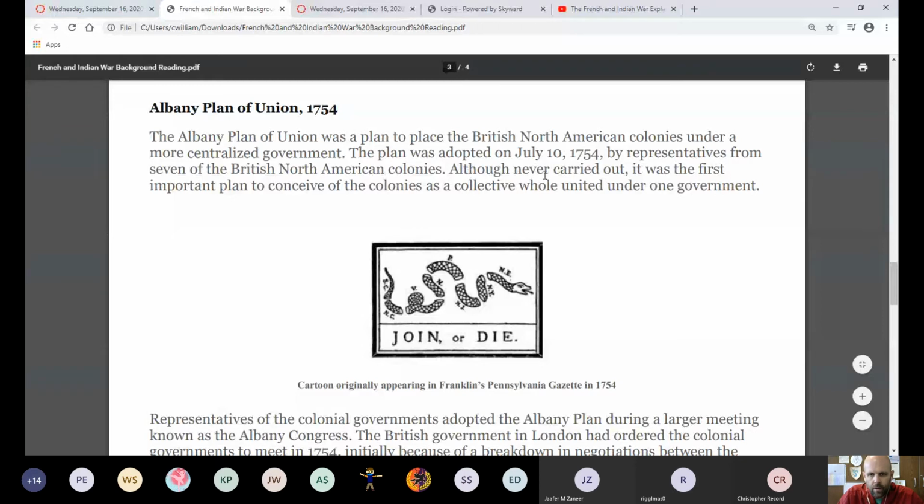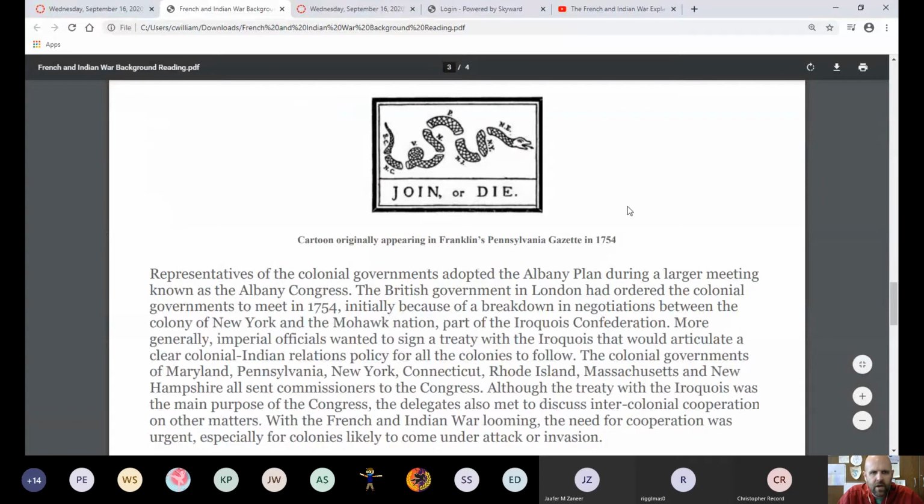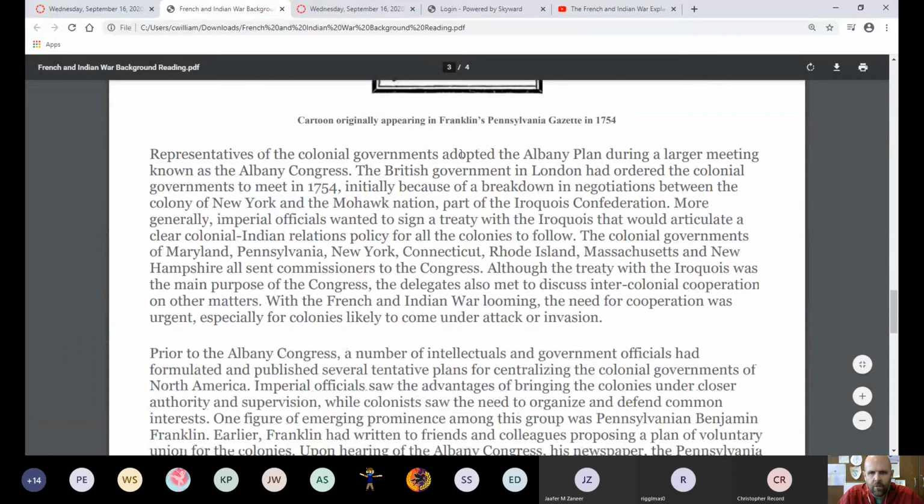Although never carried out, it was the first important plan to conceive of the colonies as a collective whole united under one government. Representatives of the colonial governments adopted the Albany Plan during a large meeting known as the Albany Congress.